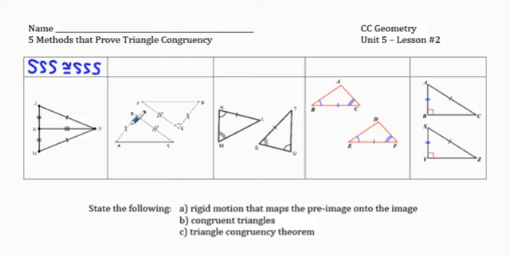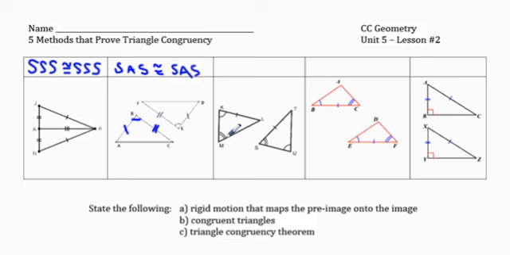The next one, if you take a look, it's marked that a side and then the included angle, and then the next side is congruent. This is another method we can use. Side, angle, side congruency. You have 2 pairs of corresponding sides that are congruent and the angle between them, right in order: side, angle, side.